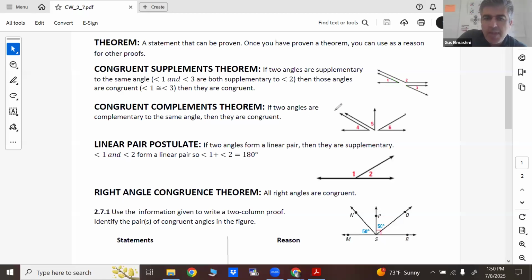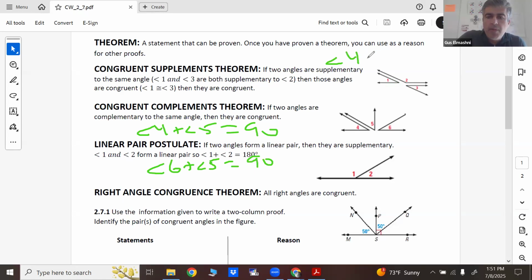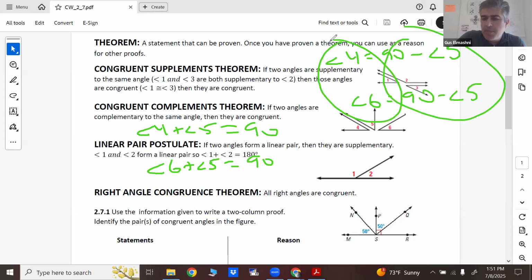Yeah, 4 and 5 add up to 90, and 5 and 6 also add up to 90, and 4 and 6 have to be equal exactly. Because if you think about angle 4 plus angle 5 add up to 90, angle 6 plus angle 5, then angle 4 equals 90 minus angle 5. Angle 6 equals 90 minus angle 5. And since these are the same, then these are the same. So we expect that to happen logically. So it's all about logic, you know.